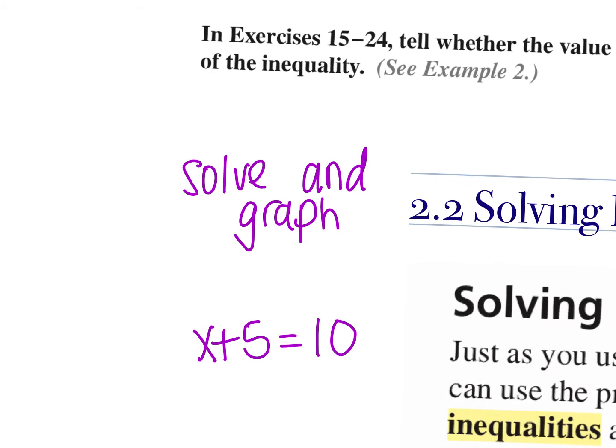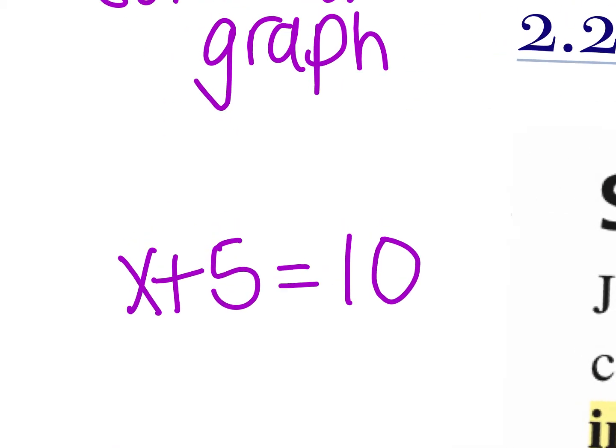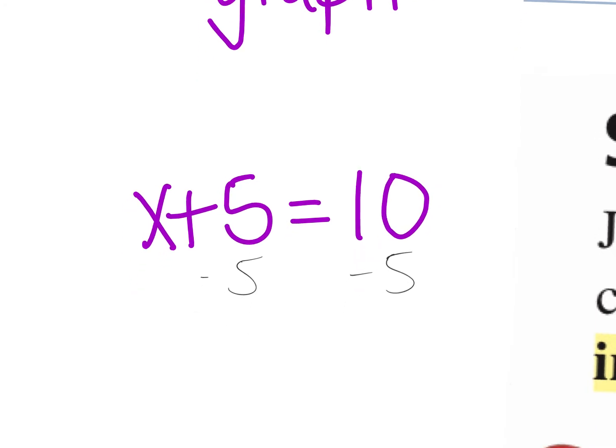Okay. Guys, this is a normal equation, right? How would we normally solve this? We should all know what to do here, okay? Our variable's on the left. What do I need to do here? Kevin? Good. We subtract 5 from both sides. If I subtract 5 from here and here, I'm going to get x equals?